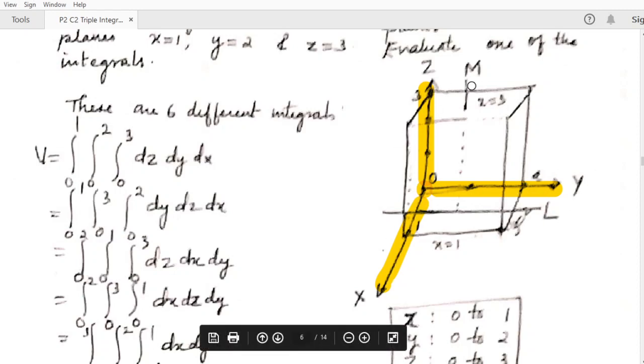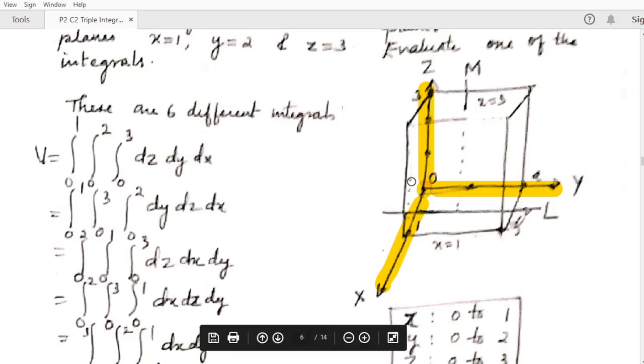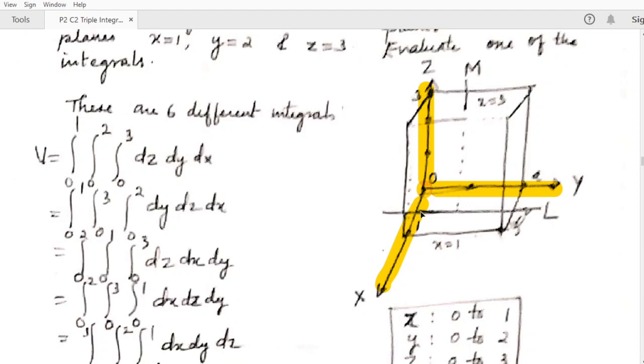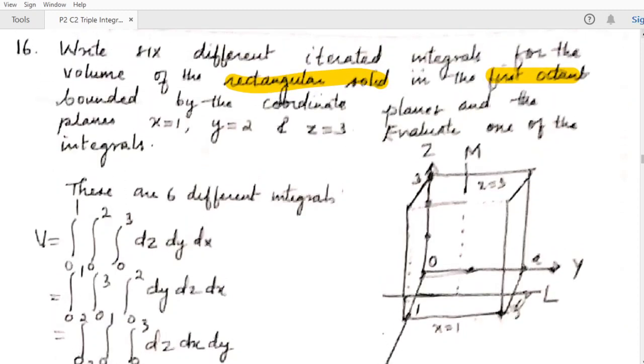That means this particular region. We won't consider the negatives of x, y and z. So it is the set of all points where all three coordinates are positive. This is our first octant in case of a three-dimensional space. So let us see our region now. It is said that our solid is a rectangular solid. So first let us sketch our solid, and by looking at the solid, we can find the volume of that particular rectangular solid.